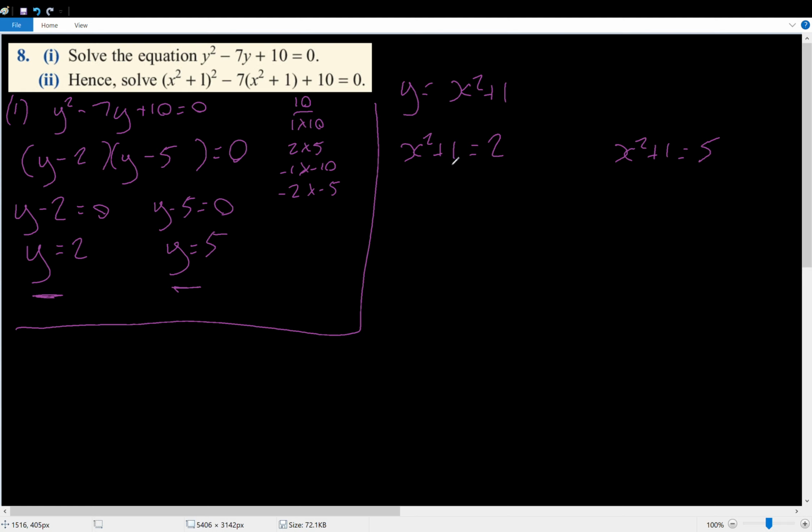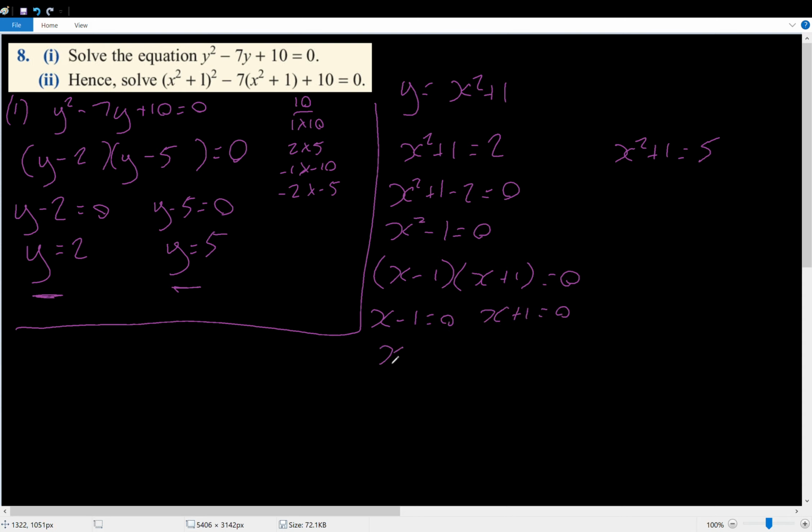So we're going to take 2 across to the left hand side in this first one, and we're going to get x squared plus 1 minus 2 equals 0. So we get x squared minus 1 equals 0. Now what we have there is a difference of 2 squares, so we're going to factorize that out. We're going to get x minus 1 times x plus 1 is equal to 0, which means x minus 1 equals 0 and x plus 1 equals 0. So x equals 1 and x equals minus 1.